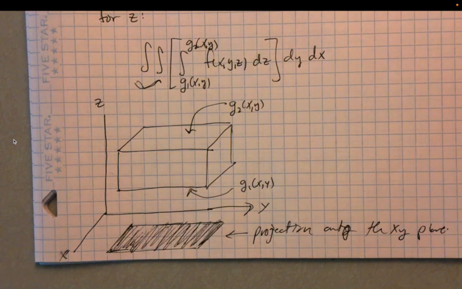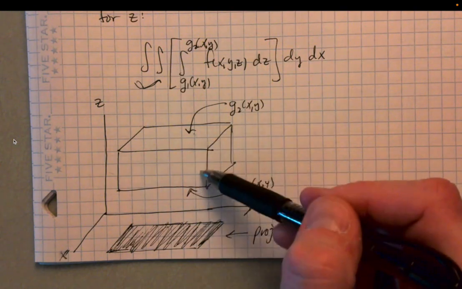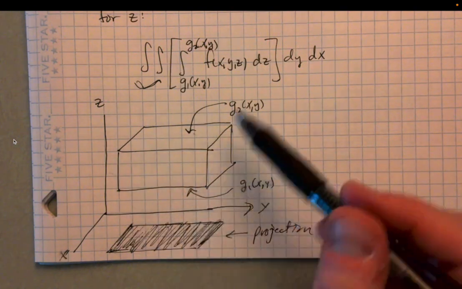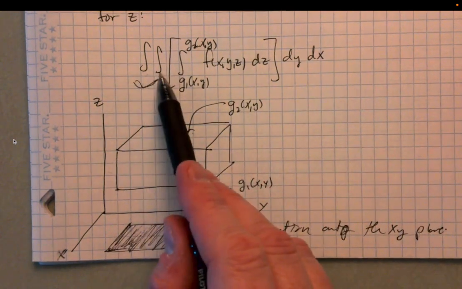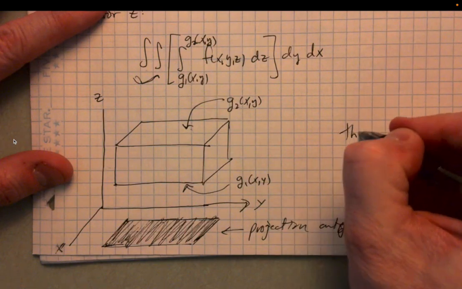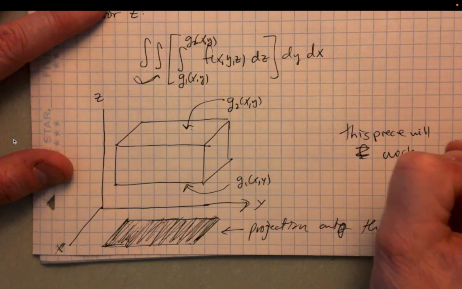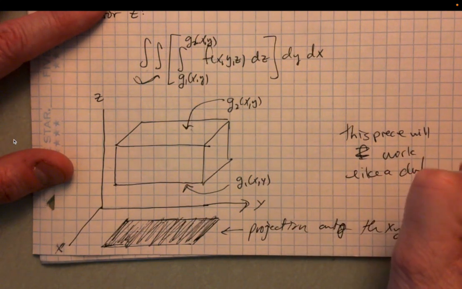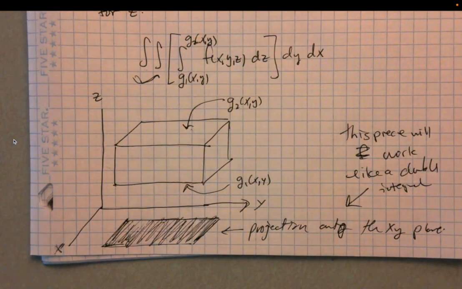Right, so you first have to integrate between the two planes, the top and bottom, that form the solid, and then secondarily you consider the projection on the XY plane for your other two bounds, for your other two integrals. Okay, and then this piece of it will work like a double integral. All right, let's do an example.